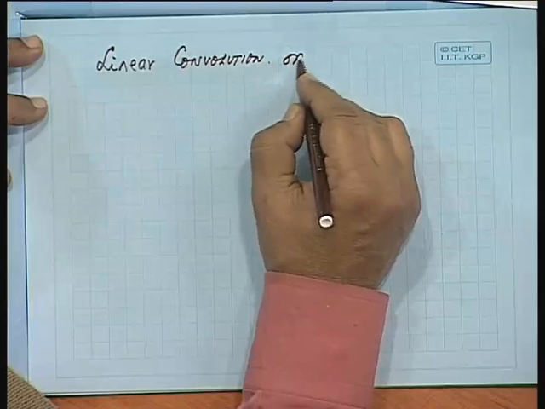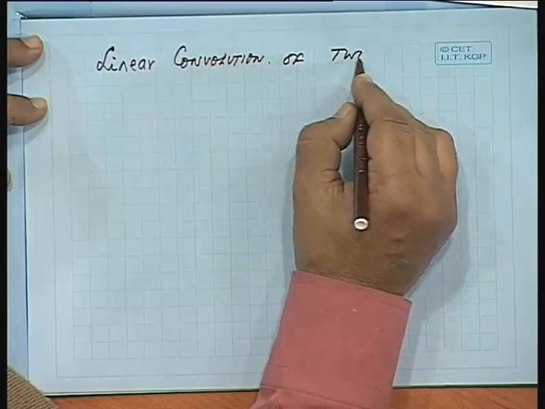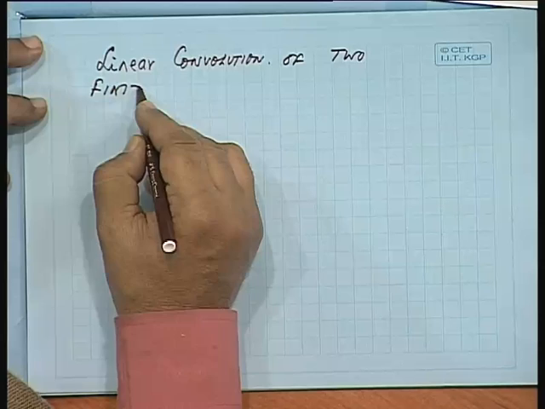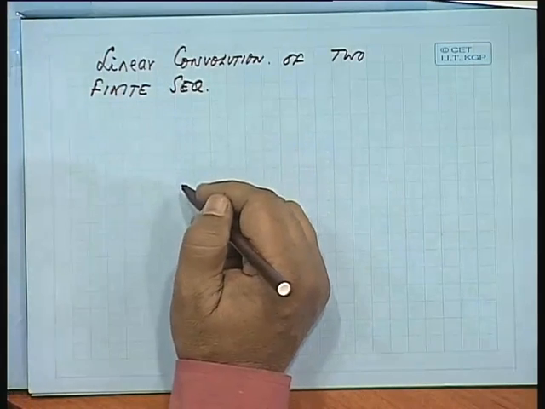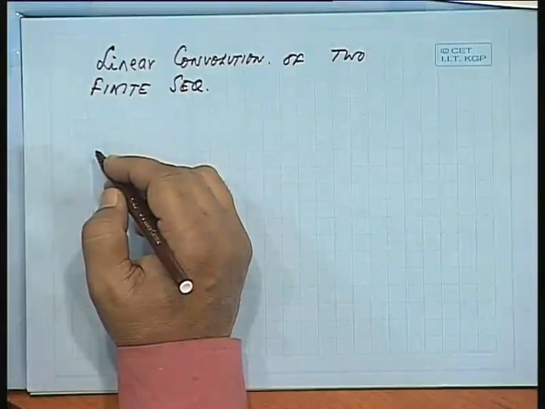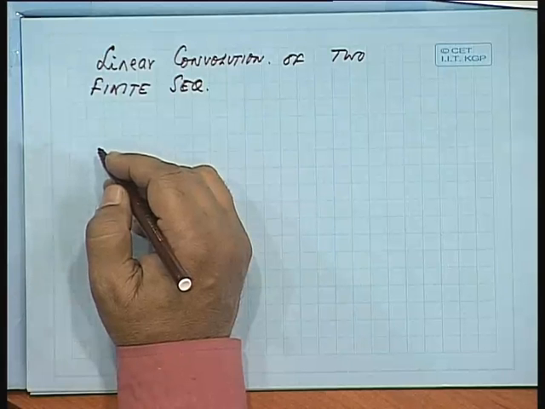Of two finite sequences, with the help of DFT. Now, computation of DFT is much simpler. If you are having an n point sequence, then you can always get an n point DFT. Unlike the DTFT, that is in the continuous domain of frequency, where you have an infinite number of frequencies, here the computation will be restricted to only those many points.